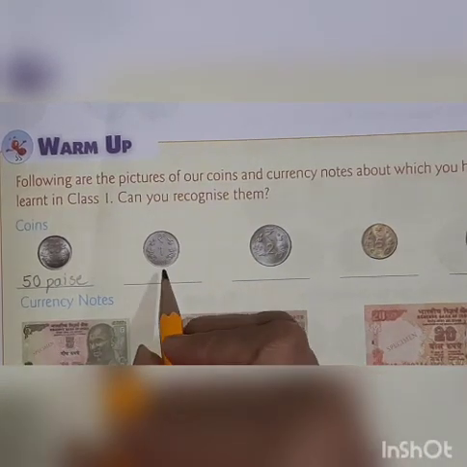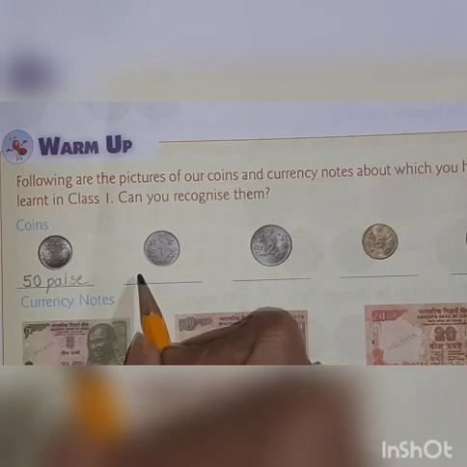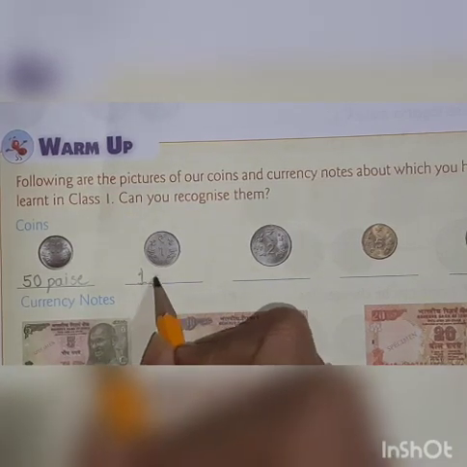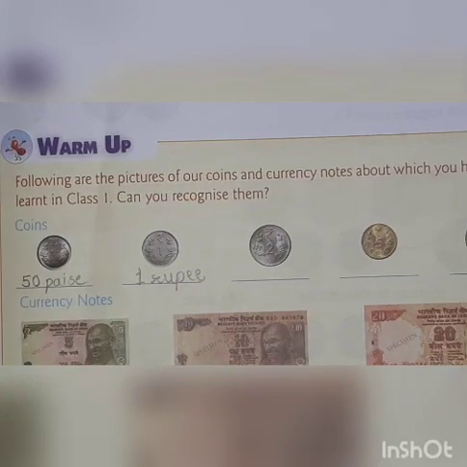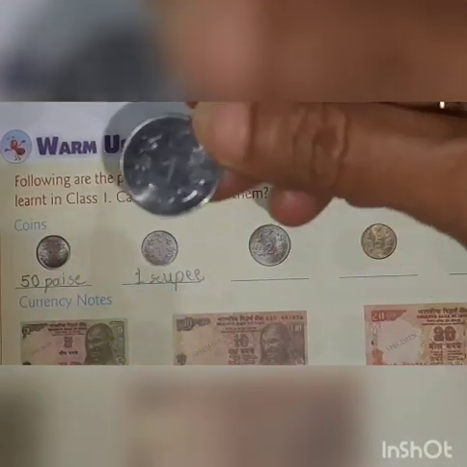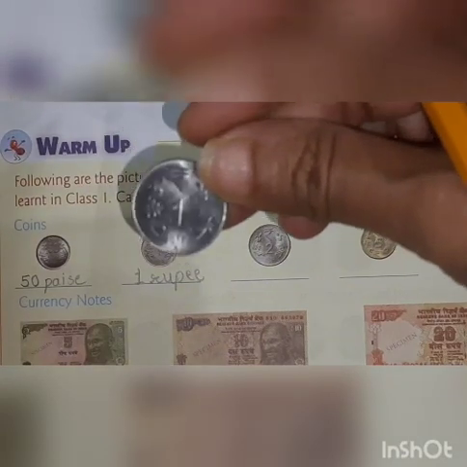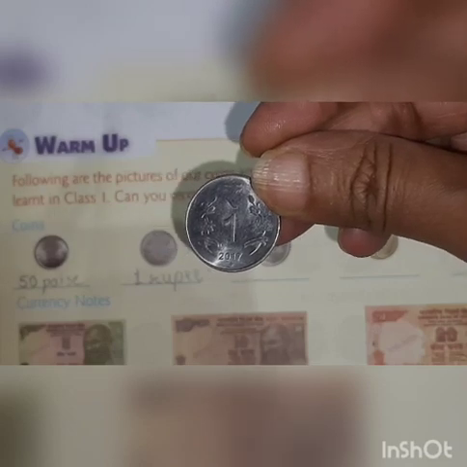Next one is rupee 1, written this way. So here we have to write 1 RUPEE. Single is there, so we are writing 1 rupee. So this is our 1 rupee. You can see here 1 and an upside rupee sign is given.